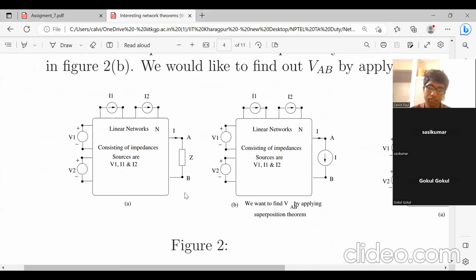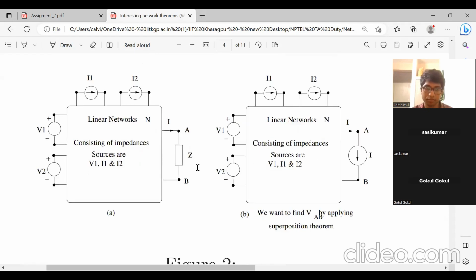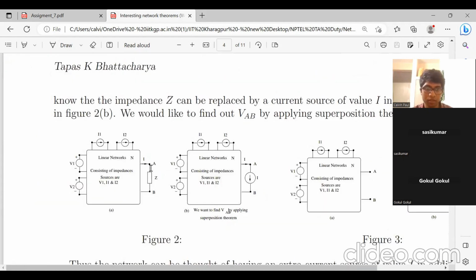So we have a network over here. We will just consider it as a network. It has some voltage sources V1, V2. It has some current sources I1, I2. These are independent current sources, independent voltage sources. And there are some other impedances also. Impedances means it could be resistors, capacitors, inductors, etc. are present. And there is an impedance Z over here across nodes A and B.